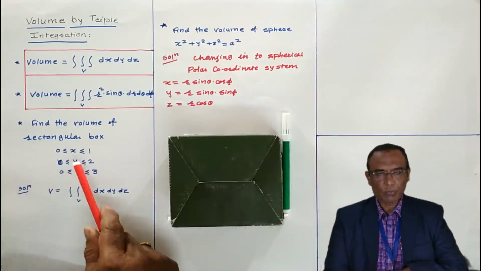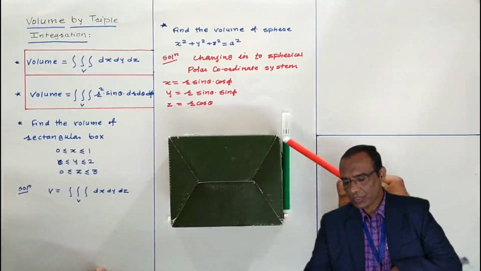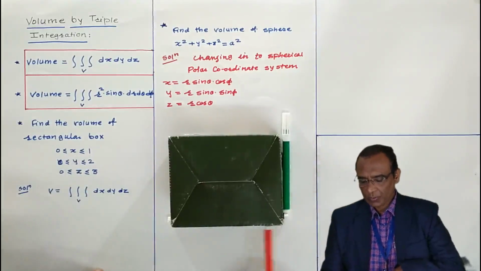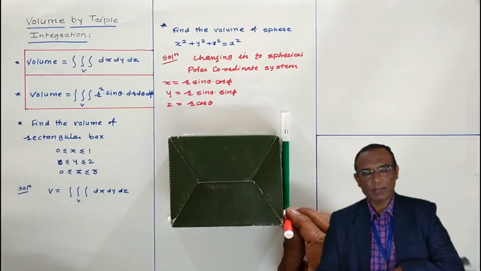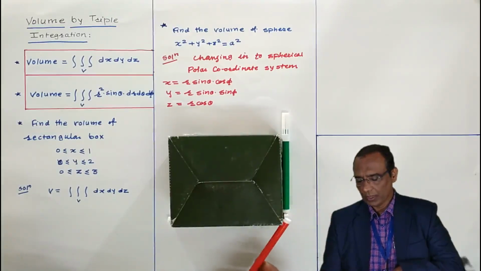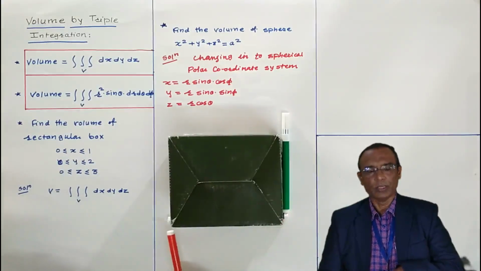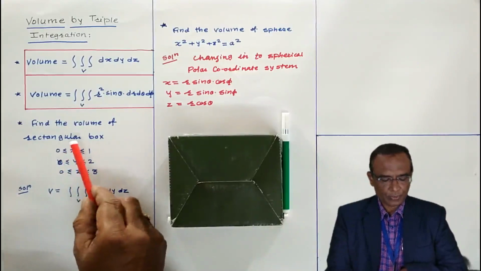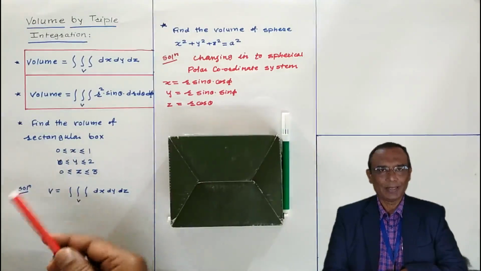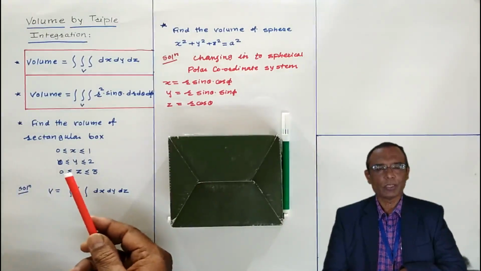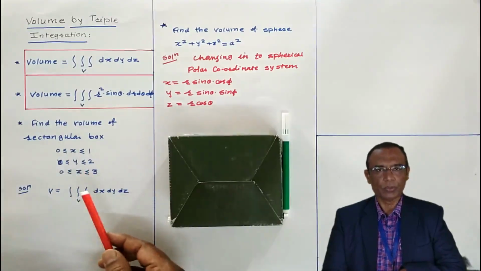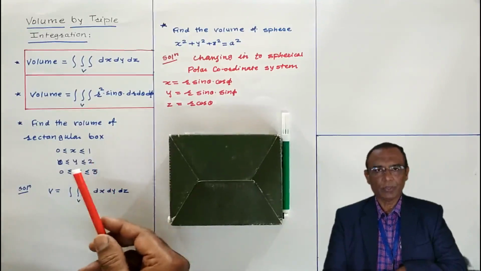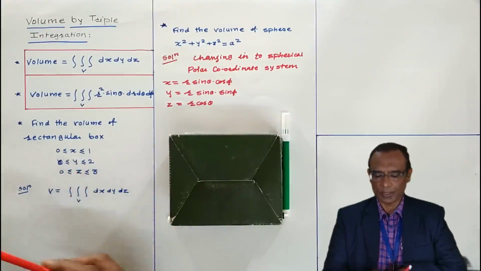Here the x varies from 0 to 1, means this much distance is 1, this much distance is 2, and vertically z varies from 0 to 3. Okay, this much is 3 unit, 1 unit and 2 unit. I want the volume of this rectangular box. You can directly tell me the volume of rectangular box is length into breadth into height of the box, means 1 into 2 into 3 is 6, but that we are going to find out using triple integration.